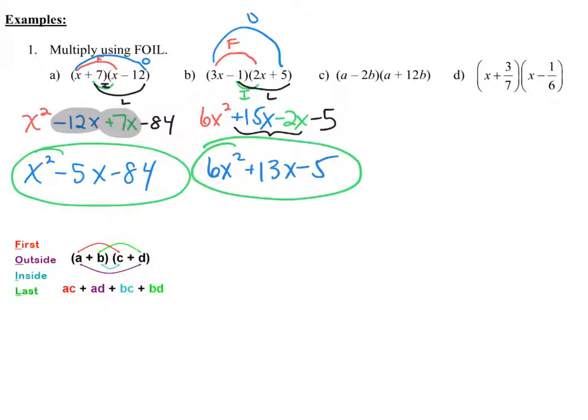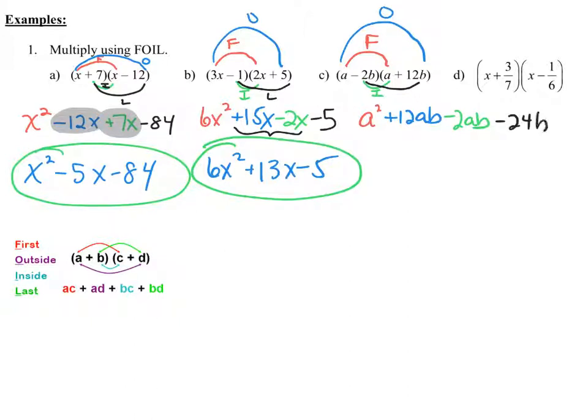Let's continue with part C. We have the quantity a minus 2b times the quantity a plus 12b. By using the first, outer, inner, last, we multiply a times a to get a squared, and then the outer is a times 12b. That's going to be plus 12ab. The inner is the negative 2b times a, minus 2ab. And then the last is negative 2b times 12b, which is negative 24b squared.